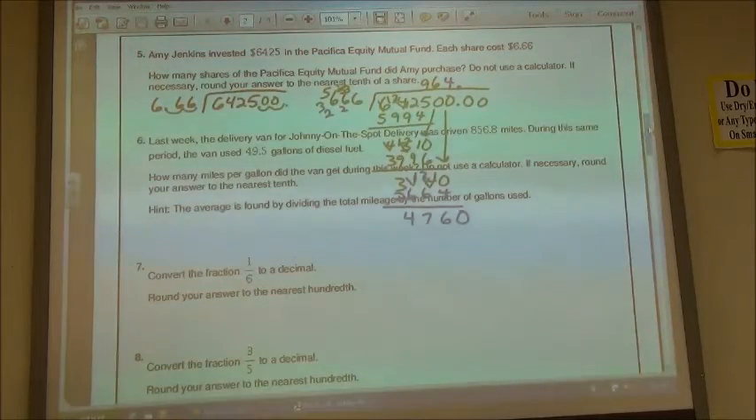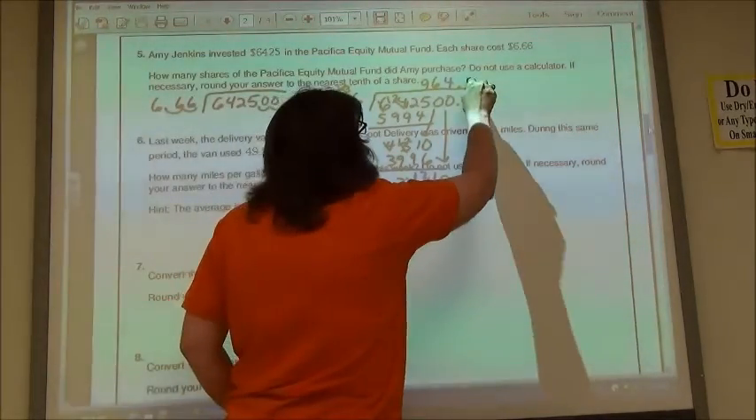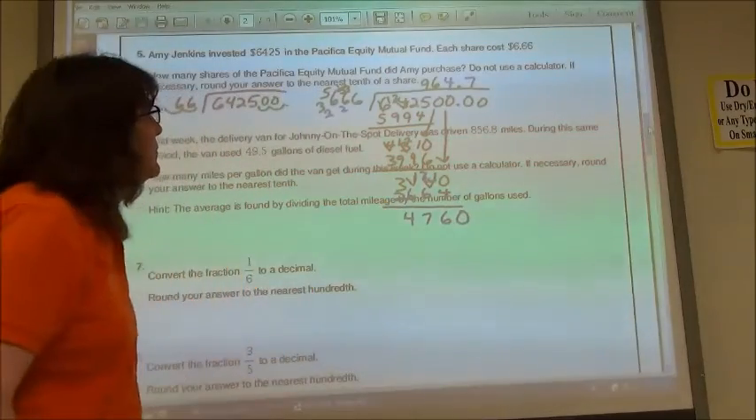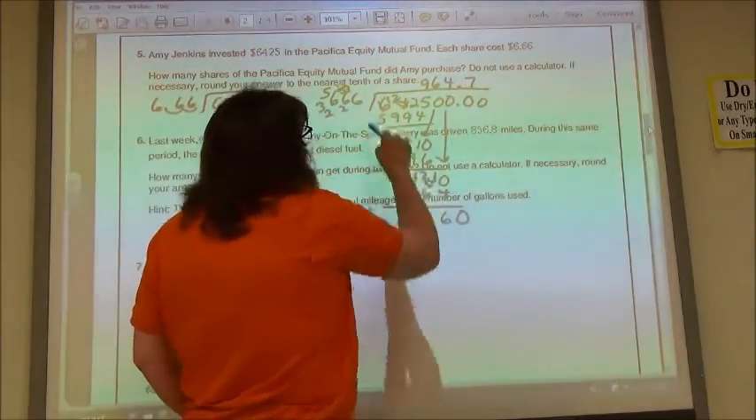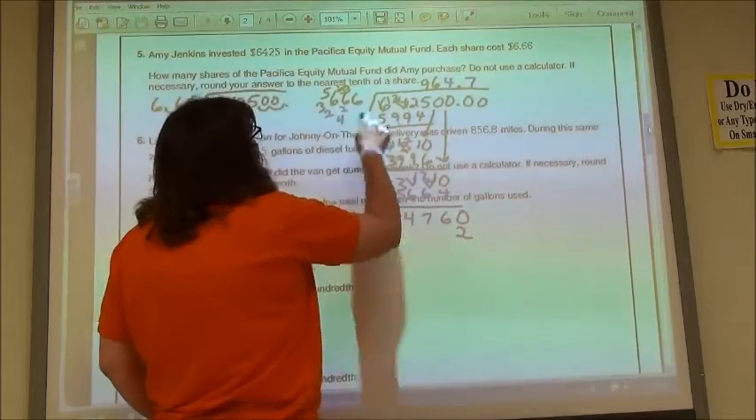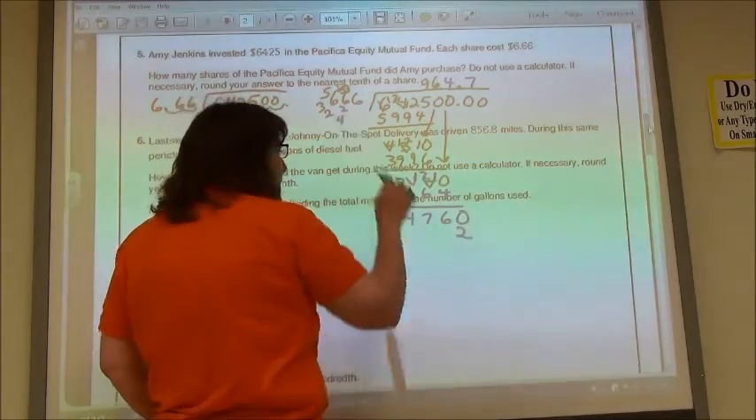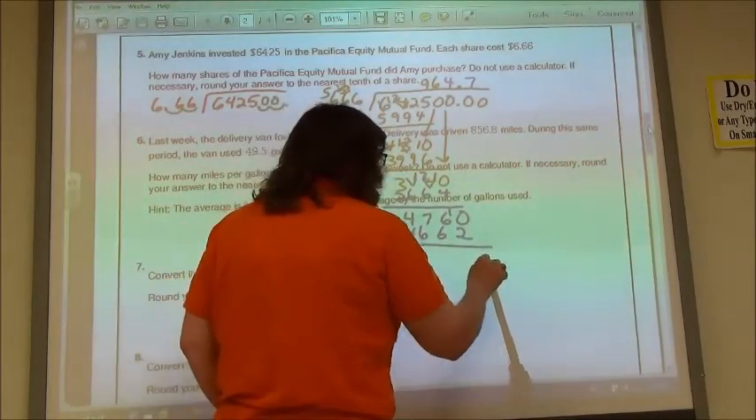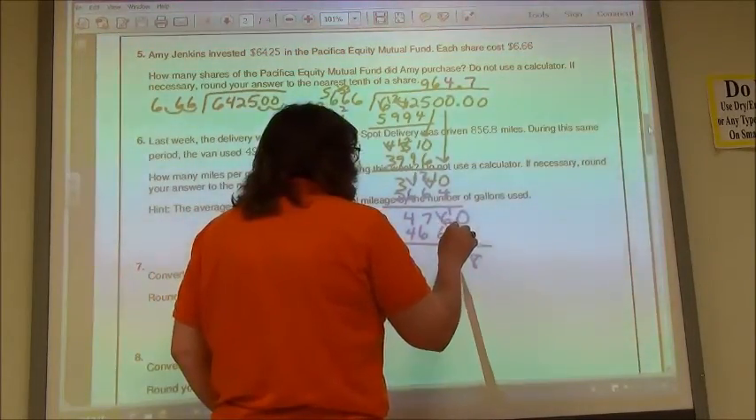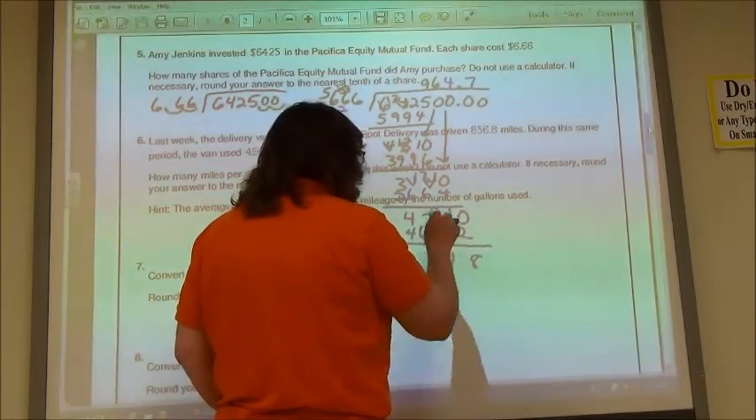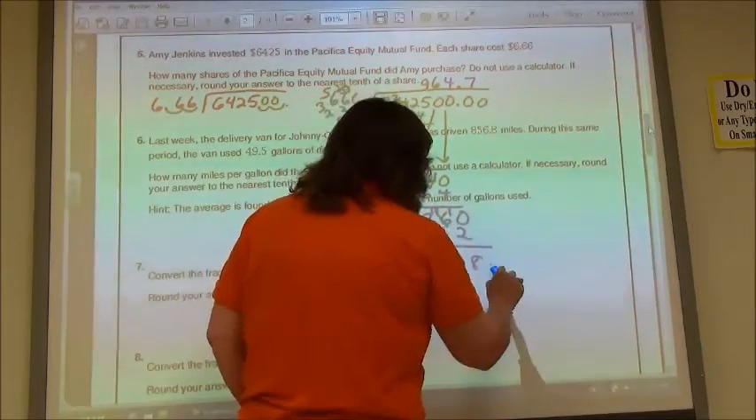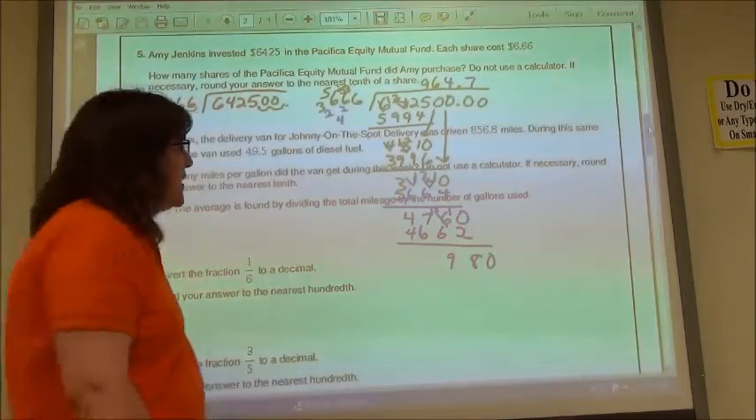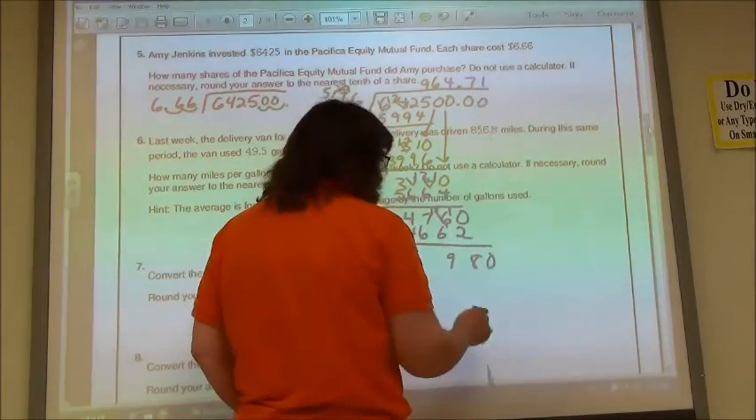666 into 4760. 7 would be 42. Let's try 7. So 7 times 6 is 42, 43, 44, 45, 46. And then I'll get another 46. And so when we subtract, 15 would be 9, so we get 98, and add another 0. 666 into 980 goes in there one time.